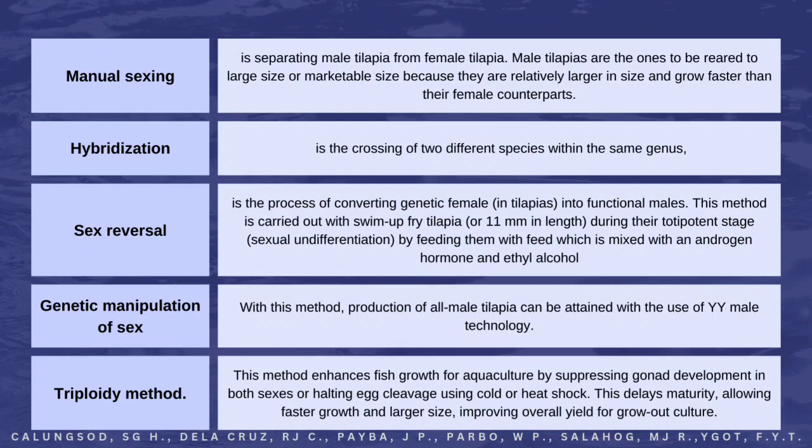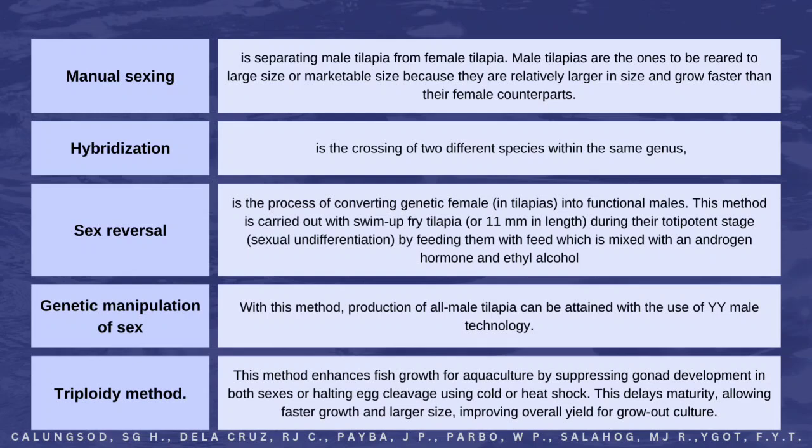Male tilapias are the ones to be reared to large or marketable size because they are relatively larger in size and grow faster than their female counterparts. Example of manual sexing: the male tilapias are manually sorted by examining external genitalia or size differences. Since male tilapias grow faster than females, only the male ones are selected for culture. This method is labor intensive and less effective for large scale operation.